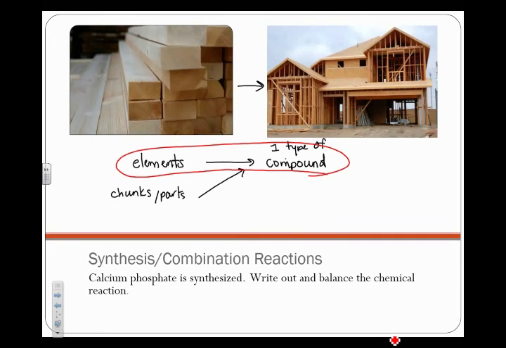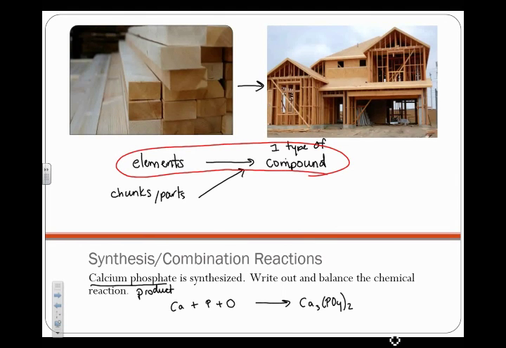So let's look at an example. Calcium phosphate is synthesized. Write out and balance the chemical reaction. Well, calcium phosphate is my compound, and in a synthesis or combination reaction, I know that that is going to be my product. So here's my product. And so I can set up my chemical reaction by first writing the formula of calcium phosphate, and then thinking about, okay, what are the elements that make up calcium phosphate, and separating each of those out. So I can see there's some calcium, and there's some phosphorus, and there's some oxygen.